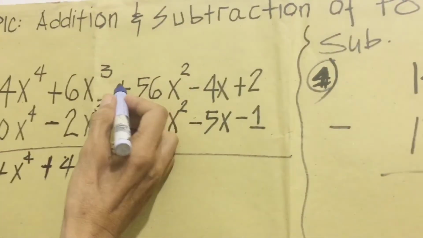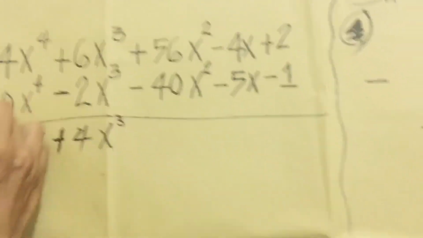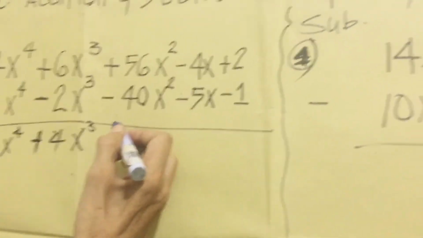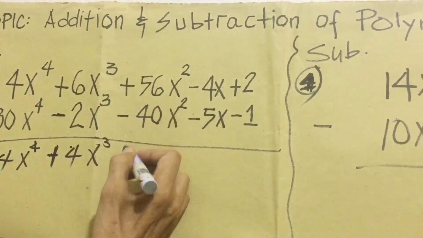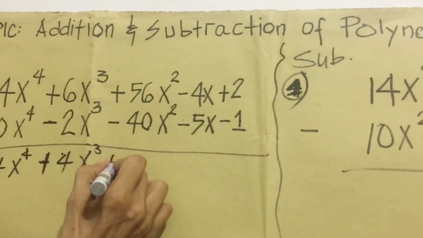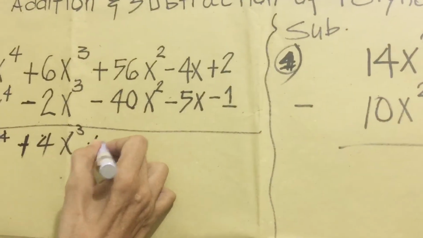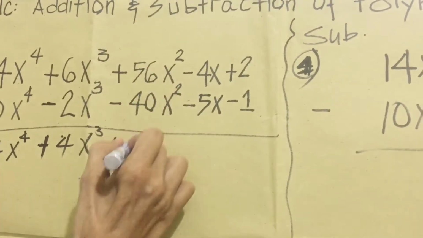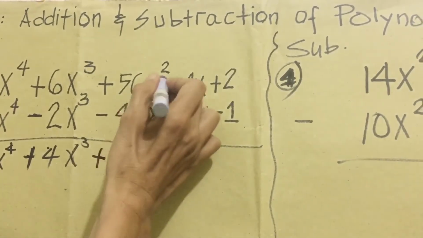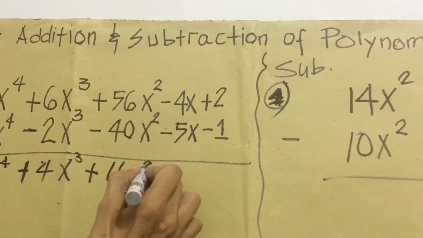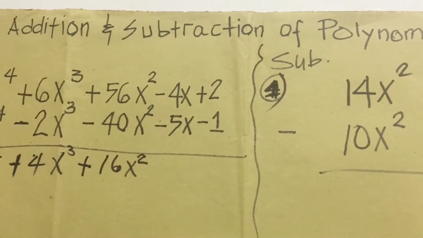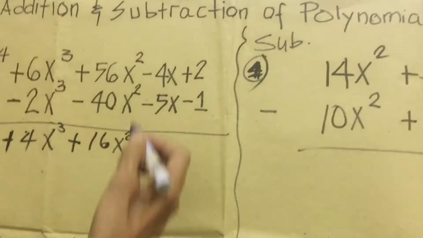The next, positive, negative, so addition of unlike sign. So what we have to do is to minus. Highest yung 56, so kunin natin yung sign ng 56. And 56 minus 40 is 16. And just bring down the variable together with the exponent. Just only copy. No need to add the exponent.